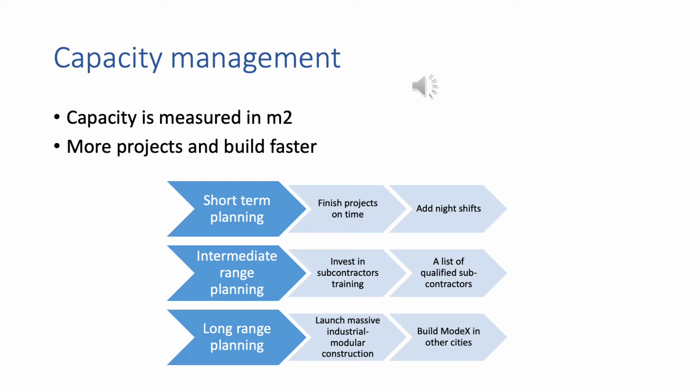In intermediate range planning, the company is planning to invest in subcontractors' training, since there are always problems with subcontractors' quality of work and qualifications on the projects. The company's aim is to create a list of qualified subcontractors with whom they may accomplish projects with confidence in the future. In terms of long-term planning, the company is aiming to launch massive industrial modular construction.